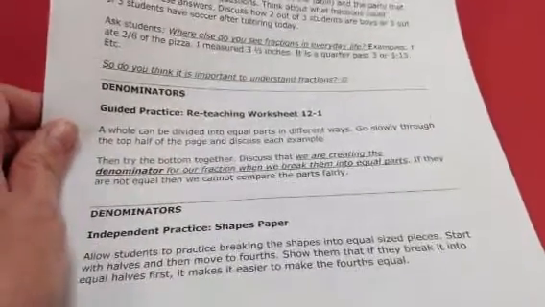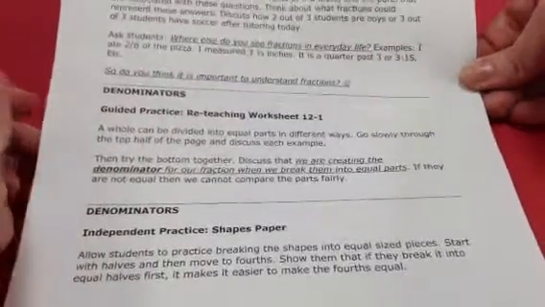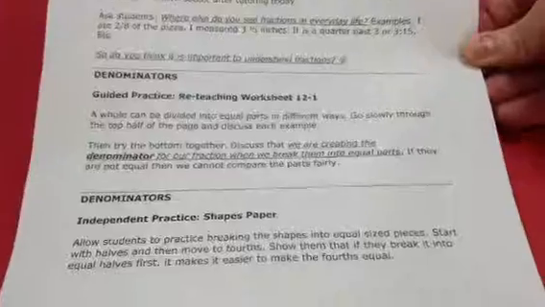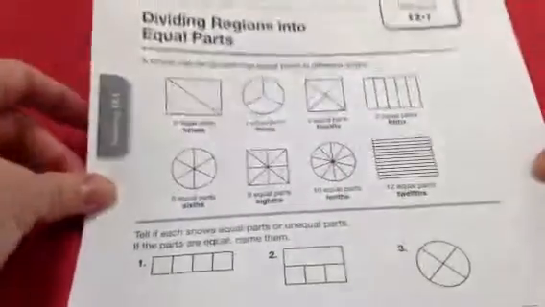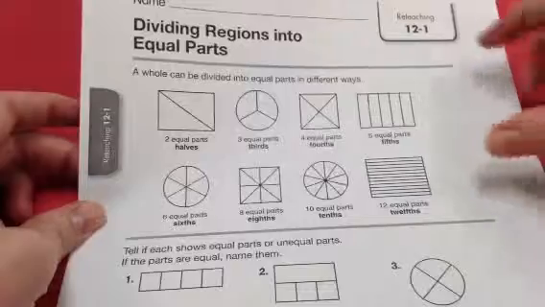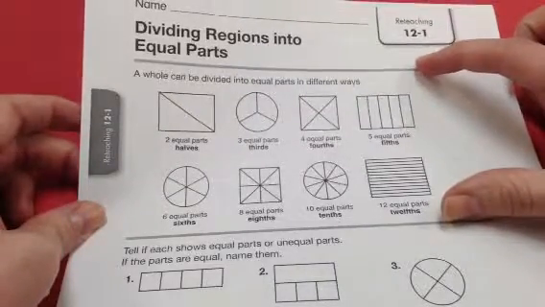Things that you can talk about to get that understanding and the reason for fractions down. The first thing that you'll do with the kids today in fractions is a reteaching worksheet, just like last week. 12-1 is our first one. Let's take a look at what that looks like. So here's 12-1. At the top, just like last week, they have this reteaching section, and you want to really take your time and discuss this.